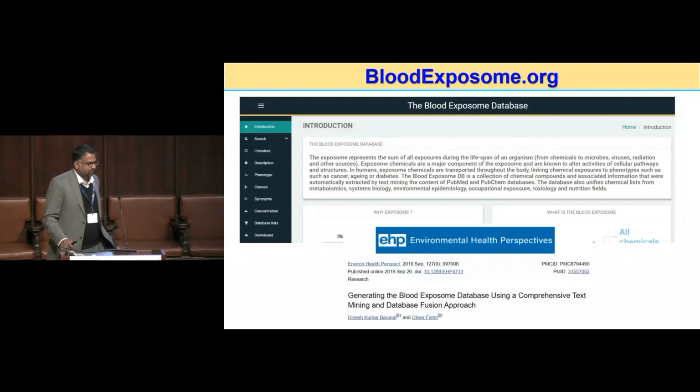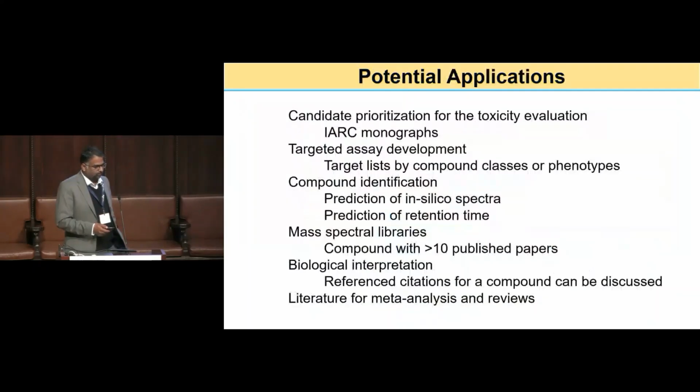So we published a paper in EHP last year, and it's a nice database, web accessible, downloadable, and you can query by chemical, publication, and so on. Potential applications for this particular database could be prioritization. We can use it for targeted assay development, compound identification, and mass spectral library development that is happening at WCMC. Also biological interpretation, since chemicals are linked to publications. And if you query some chemical and want to know if the chemical was detected in any other context, you can query the database to get it.